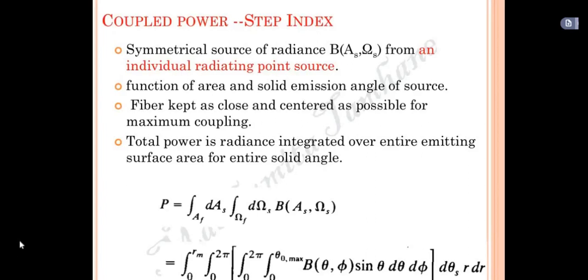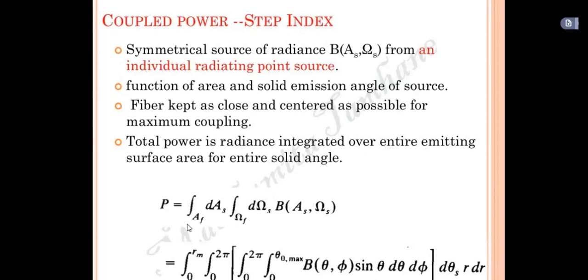The total power which is going to be radiated is the radiance integrated over the entire emitting surface area and the entire solid angle. To find that, P is equal to the integration over A_F. A_F is what we said, it is for the entire surface, right? So this is A_F into dA_S, where A_S is the symmetrical source of radiance of the area. We have two parts in that. Lambertian angle we have seen, theta comma phi, in the same way A_S comma omega_s. So first we do it with A_S, second with omega_s, with B. B is nothing but the Lambertian angle.